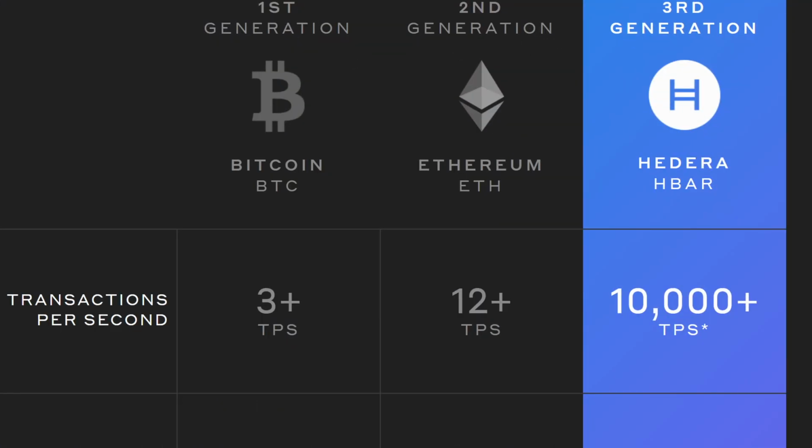Compared to Ethereum and Bitcoin, Hedera can process a lot more transactions per second, up to 10,000 plus transactions per second at the moment, and Bitcoin can process only 3 transactions per second. And Ethereum can process 12 transactions per second. And I gotta mention that this is before sharding. And sharding has not been introduced yet, but it is in the plans of Hedera to introduce sharding.